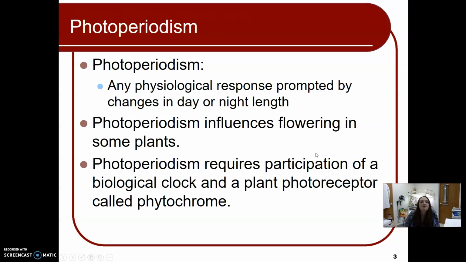We call this photoperiodism, and that's any physiological response prompted by changes in day or night length. Photoperiodism influences flowering in some plants. So this is not a 24-hour period. This is looking at seasons. Photoperiodism requires the participation of a biological clock, which we talked about, and a plant photoreceptor called phytochrome.